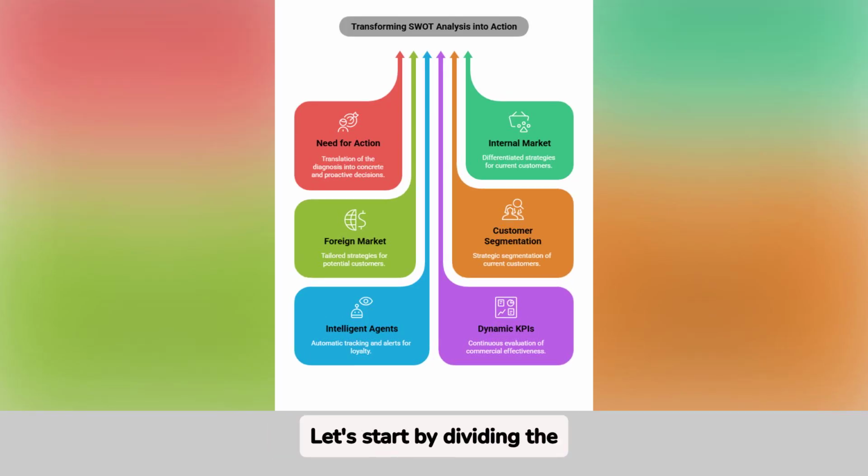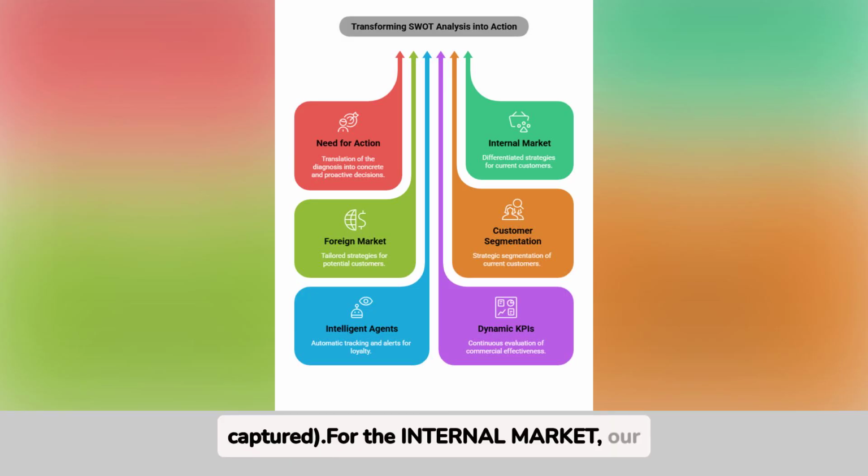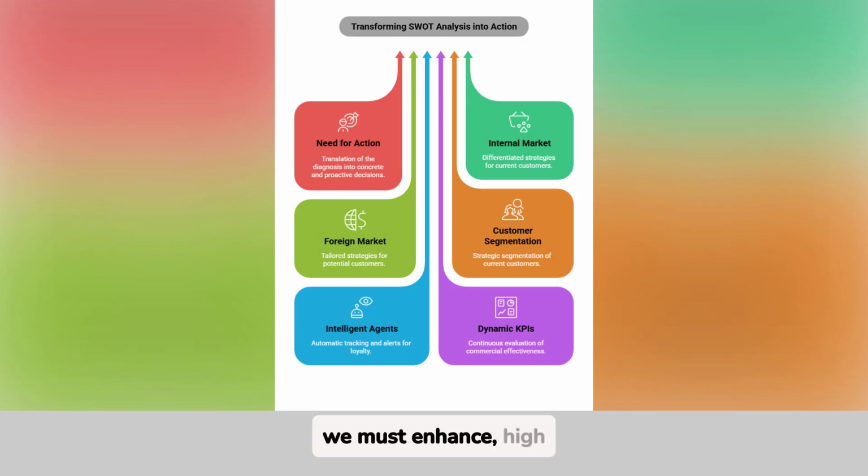Let's start by dividing the market into two key performance areas, which require differentiated strategies. 1. The internal market, current customers. 2. The external market, potential customers not yet captured. For the internal market, our current customers, there are clear strengths that we must enhance: high renewal rate in some key sectors, growing average ticket, good historical relationship with certain key customers who act as brand ambassadors.